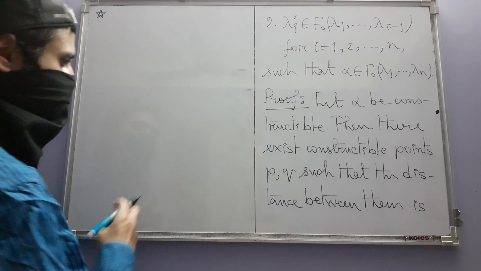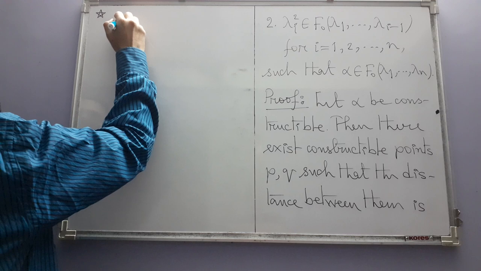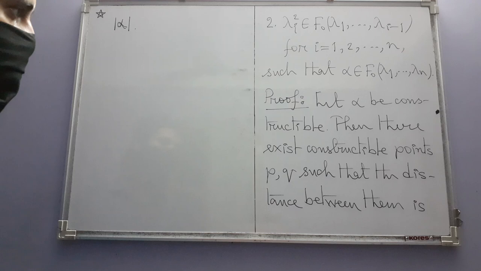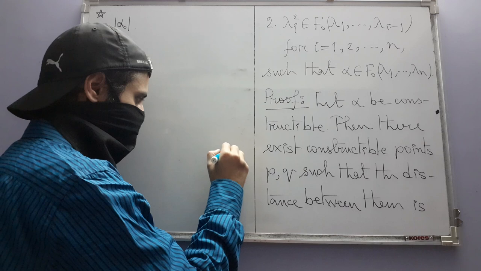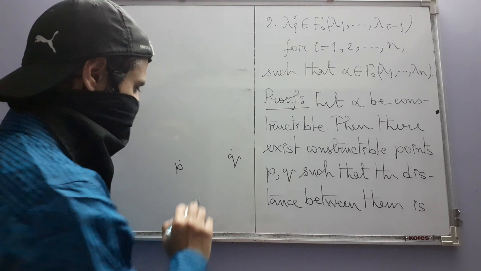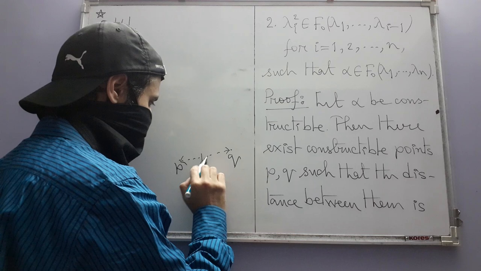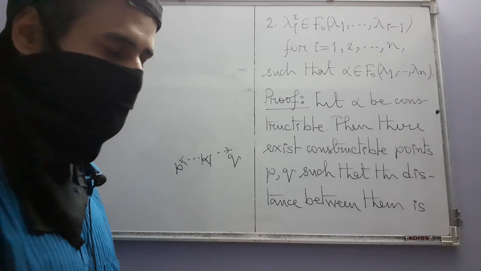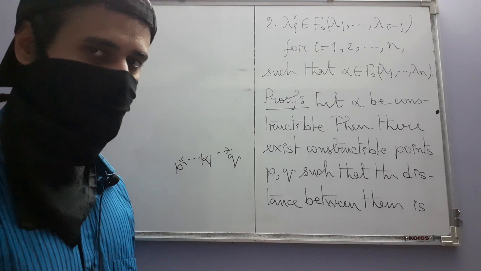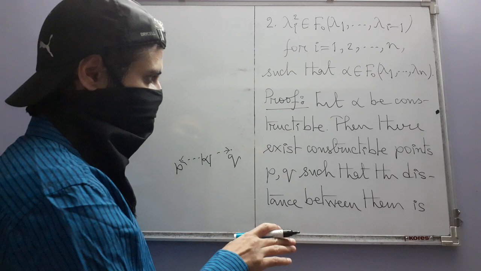The distance between them is the absolute value of alpha. Okay, so that means you have two constructible points P and Q somewhere in the plane such that the distance between them is the absolute value of alpha. We of course take absolute value because alpha itself may be negative. In that case, if we just simply say that the distance between P and Q is alpha, then it would be meaningless.